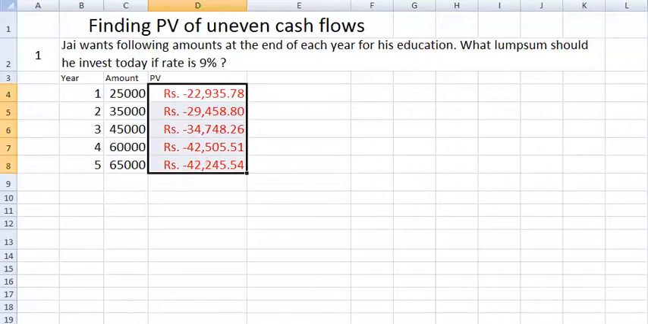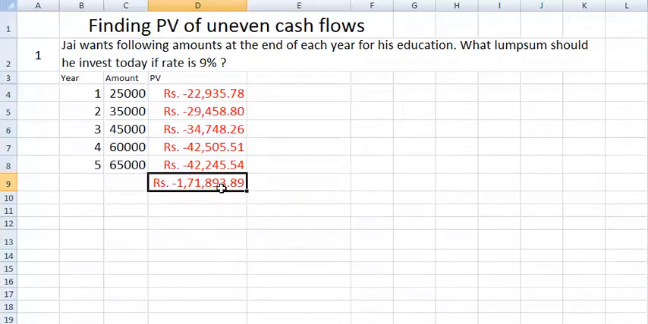Now, let's sum it up. So basically, the amount of money that needs to be invested is 1,71,893, which is basically the total of all these monies. Now this is one option.